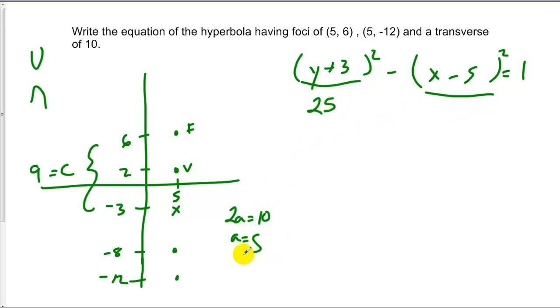Now all we have to do is find our B term. We know once again that A squared plus B squared equals C squared. I have my C value of 9, so 81 is C squared. A value of 5, so A squared is 25. Plus B squared is going to equal 81.